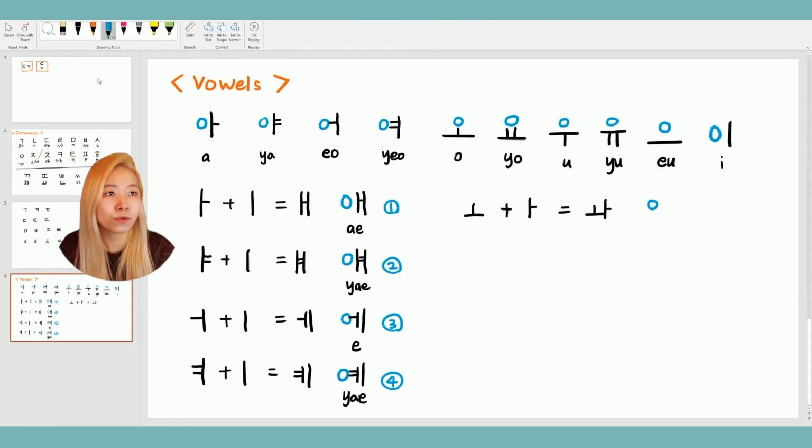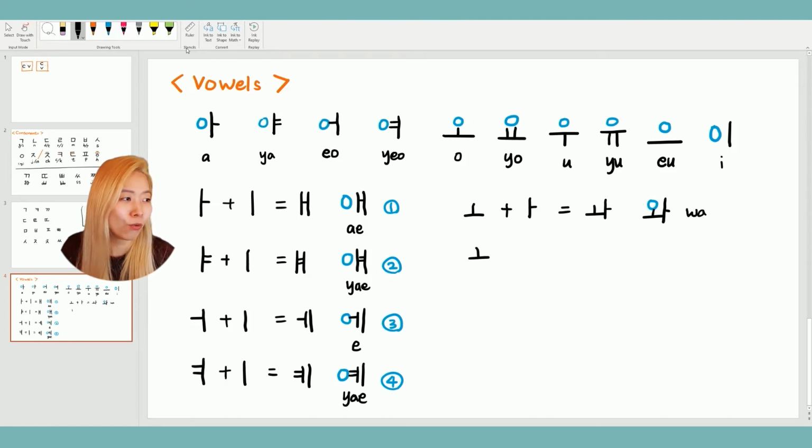Okay. So this one is also quite simple. O plus A. So start from O and end with A. O-A. Wa. Next one. O plus A. O-A. So with a circle, it will be right here. 왜. Mm-hmm. Not too bad. But this one, there is one exception, by the way.